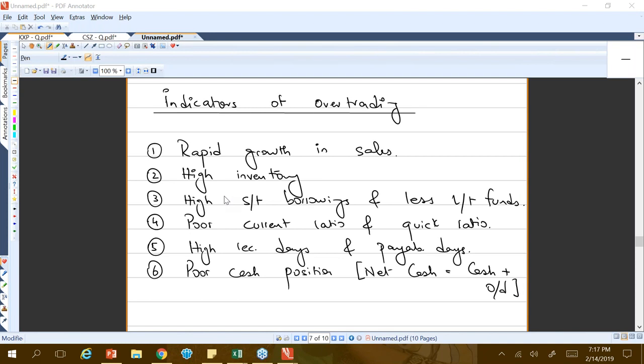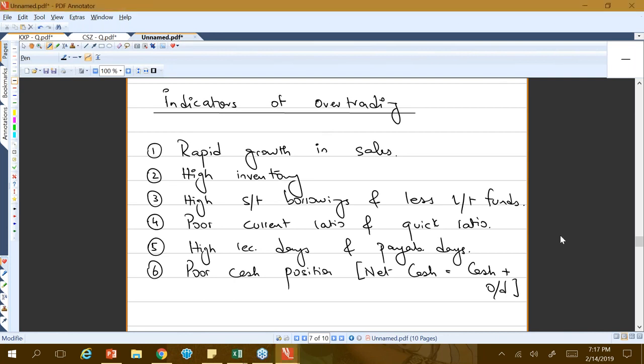Sales to net working capital ratio is a good one. And again, on this area of overtrading, we can do like 20 different indicators. I can write about 20 different indicators here. But would we need all those 20 in the exam? No, we just need the key bits. And these are the key indicators here on overtrading.